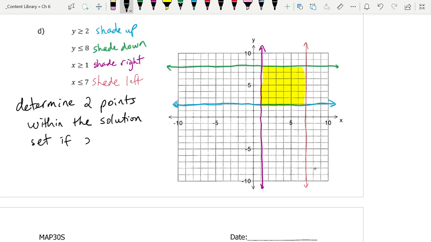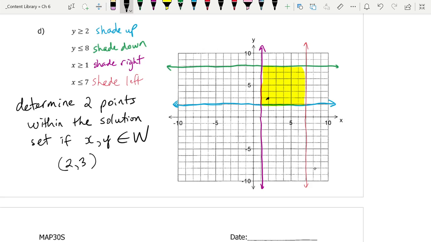If X and Y are whole numbers, so don't give me fractions. Give me whole numbers that are in that solution set, and you can give them to me as points. Remember, X always goes first. How about this one? That would be the point 2, 3. That's an answer.